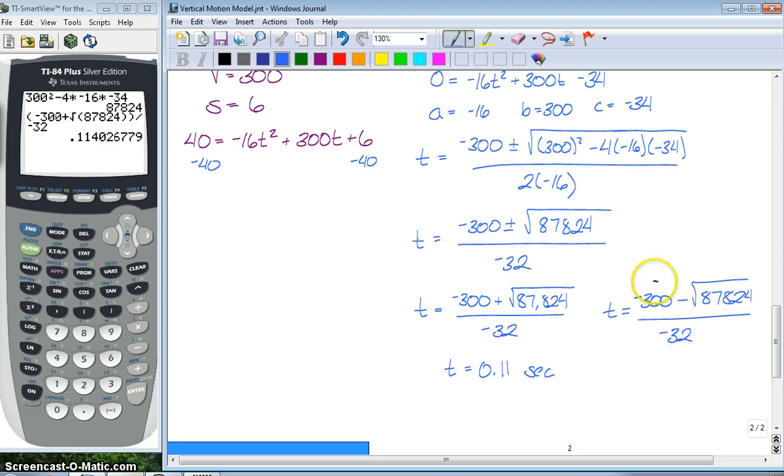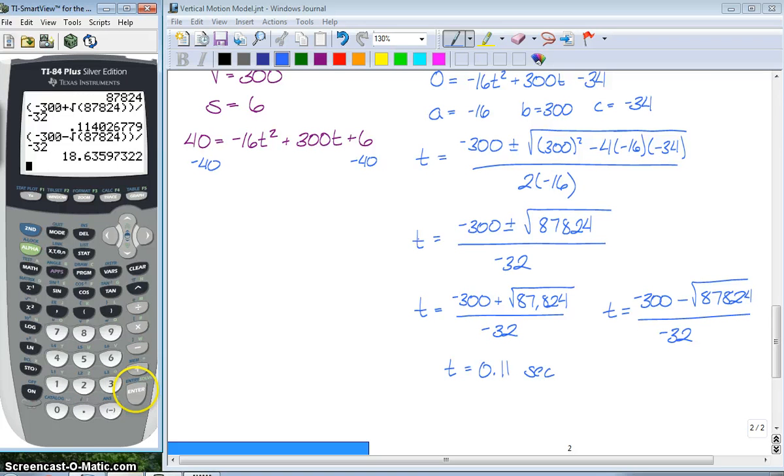So then I'm going to simplify the second equation. Again, just type it all into your calculator. Open parenthesis to enclose the numerator, -300 minus the square root of 87824. Close parenthesis once for the square root, close it again for the numerator, and it's all divided by -32. And I hit enter.